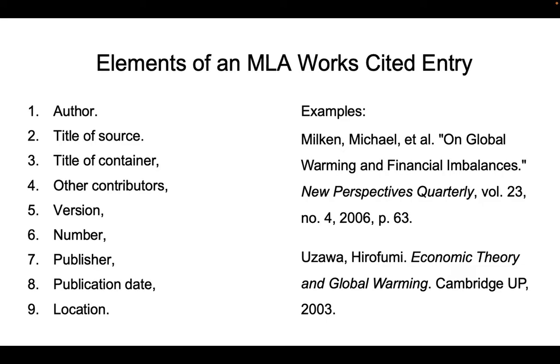The 9 elements in order include the author, the title of the source, the title of the container, other contributors, version, number, publisher, publication date, and location. For example, since author is the first element, that means that the citation will always begin with the author's name or names. Since title of the source is next, the citation should always give the title of the source right after the author's name. Again, some of these elements, like container or number, will not be necessary for every source.